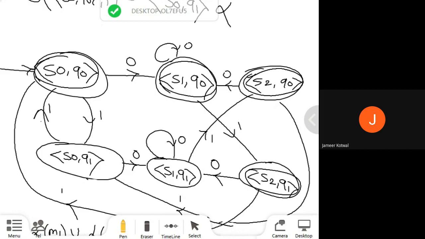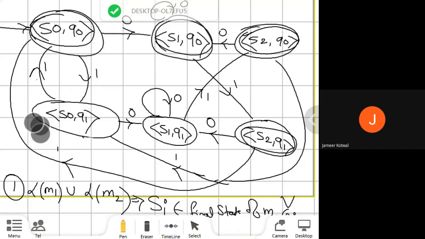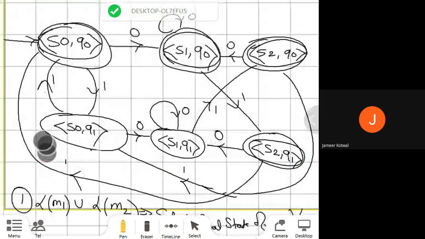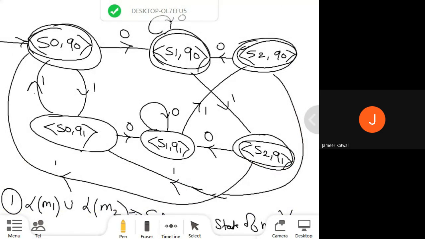Did you get it? What does the equation say? It says that Si which belongs to a final state of machine M1 or Qi which belongs to a final state of machine M2. So here you have to check, in the original machines, the transition diagrams, which are the final states? In them there is S2 and Q0. And you are going to check where those final states appear. So this will be your union. Is that clear? Third year students. So this will be a union.